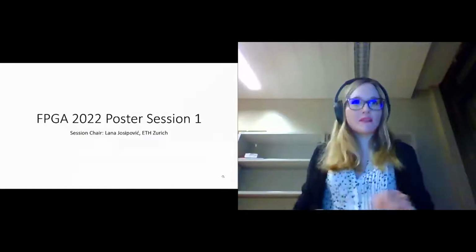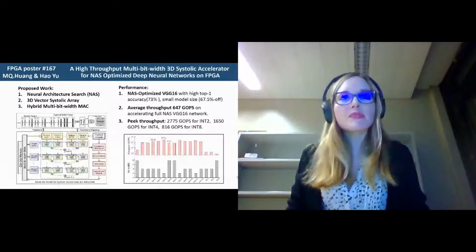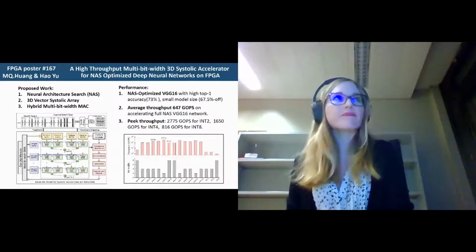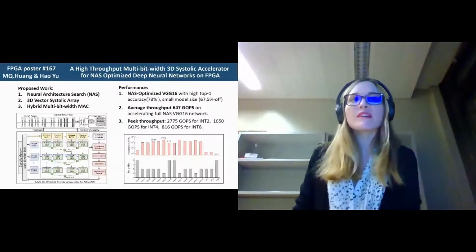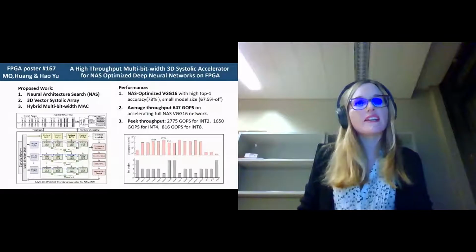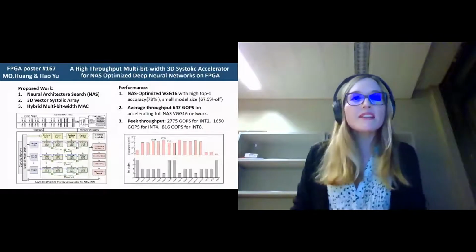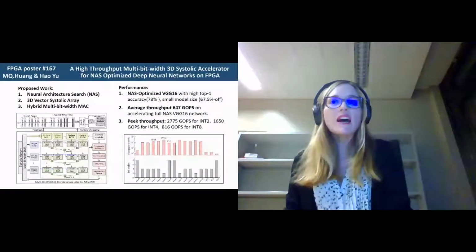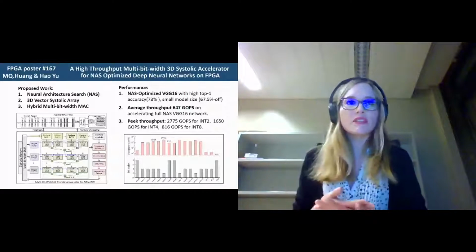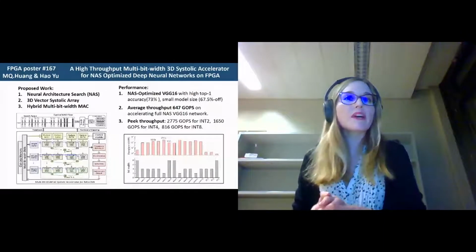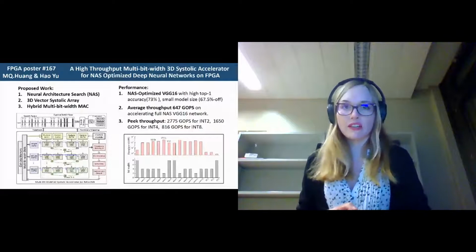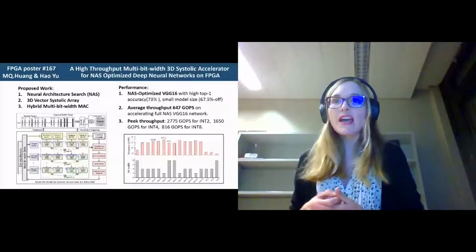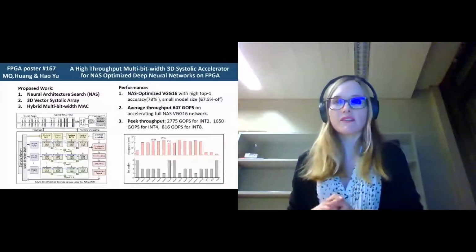Now, our first poster today is a collaboration between the Chinese Academy of Sciences and the Southern University of Science and Technology. It proposes a high-throughput three-dimensional systolic accelerator for NAS-optimized neural networks. The 3D systolic data flow approach, with the use of multi-bit MAC units, allows both the processing time and logic resource consumption to be reduced compared to a classic non-stationary systolic array. The accelerator can achieve peak throughput of the convolutional layer as high as 2,700.